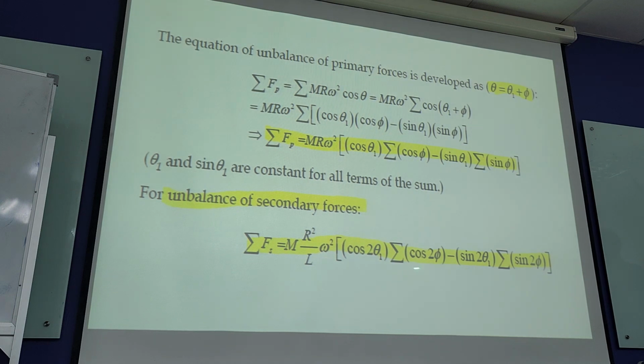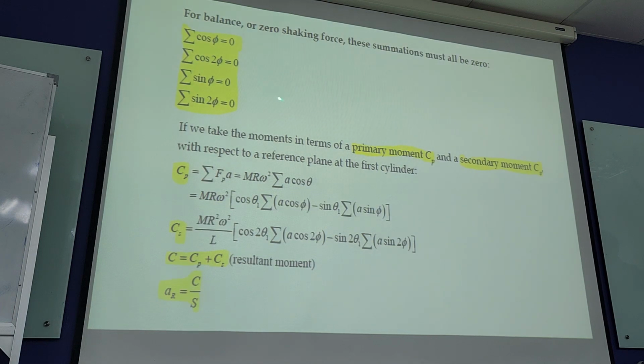Similarly, you can write the sum of the secondary forces. Here you can see that the sum of cosine 2 phi and the sum of sine 2 phi must be zero to make the secondary force acting on the inline engine zero. If you want both the primary force and secondary force to be zero, then the sum of cosine phi, sum of cosine 2 phi, sum of sine phi, and sum of sine 2 phi must be zero.